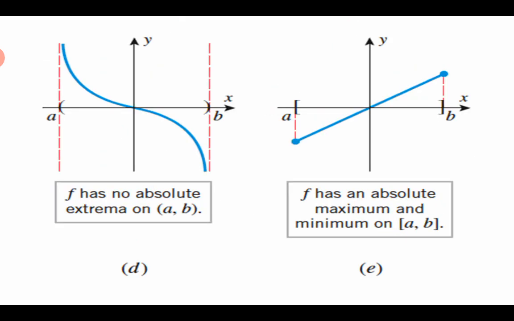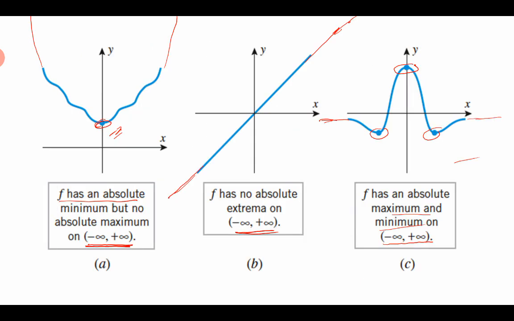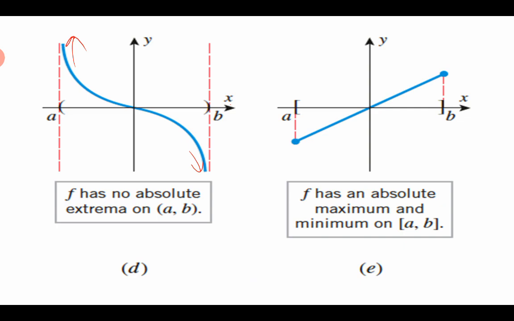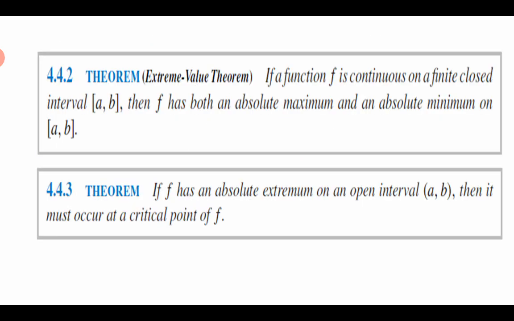When a function is on an open interval between a and b, and on this side it is increasing and on this side it is decreasing, there is no absolute extrema. For this one, just like the second curve, there is another curve here, of y equals x type, but it is given on the closed interval a and b. So the minimum value occurs here, and the maximum value occurs at this point, isn't it? So there is an absolute maximum and minimum. Fine, there is a theorem.